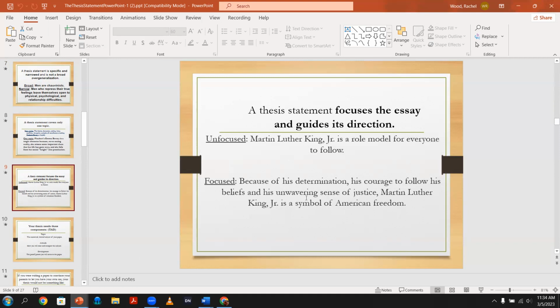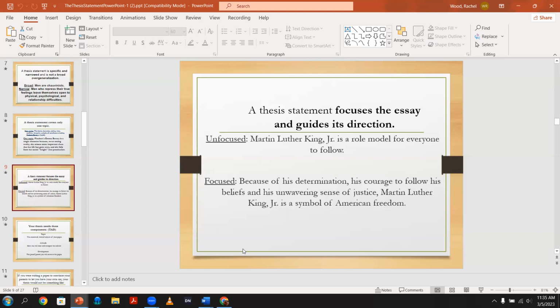Those would be the 3 points that I would focus on in the essay, and it guides the direction like a map. That's what I always tell my students, is that thesis statements are like maps for the reader. They give the reader an idea of where the paper is going to go.